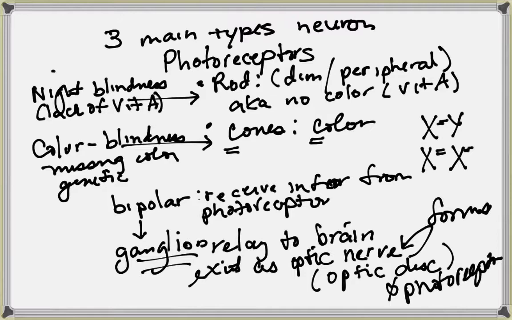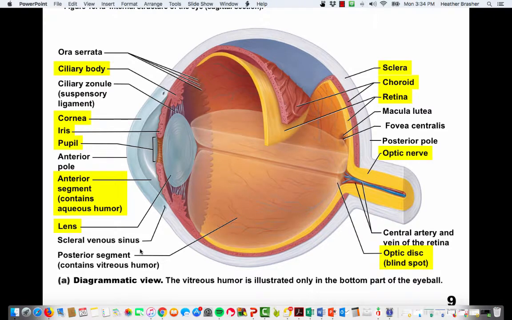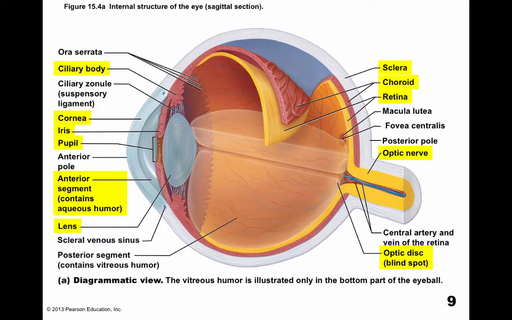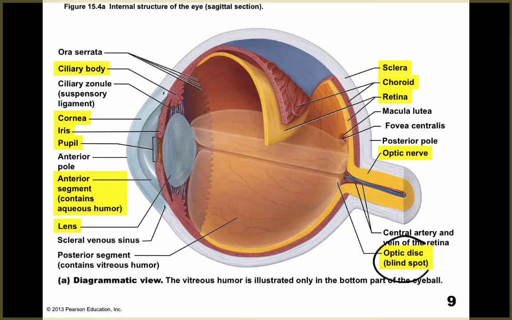So let's go back to our picture. And so you can see here the optic nerve. We also know that as the blind spot. So this is, as you can see, where all those ganglion cells are starting to come together. So this is where basically you won't see anything.